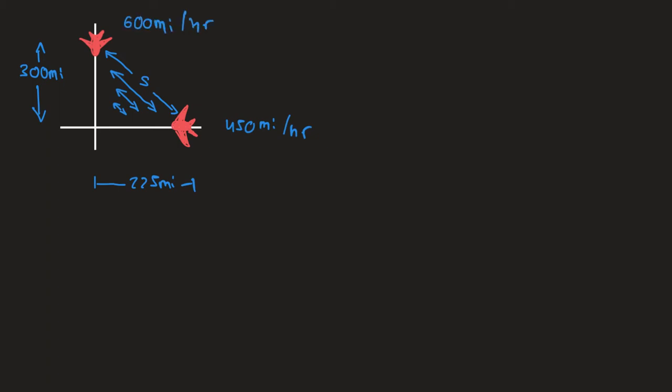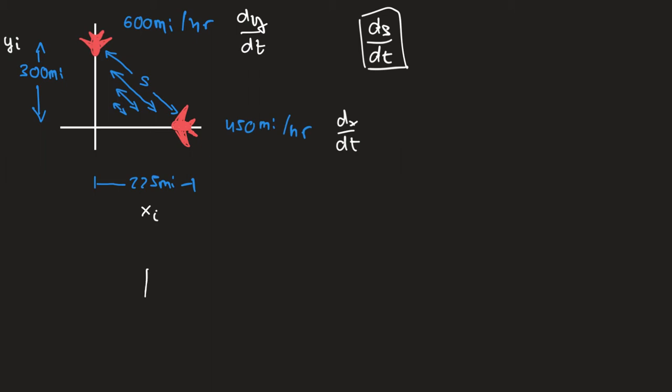So in calculus terms, this is dy over dt. This is dx over dt. This is the x initial position. This is the y initial position. And what we want to find is ds over dt. Now that we have all of the values, we can start writing our equation and solve the problem.